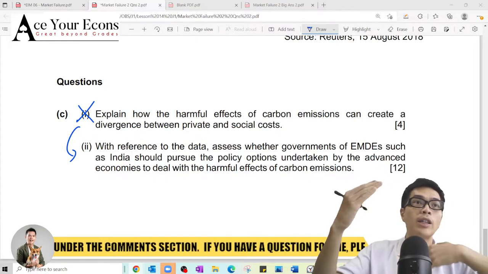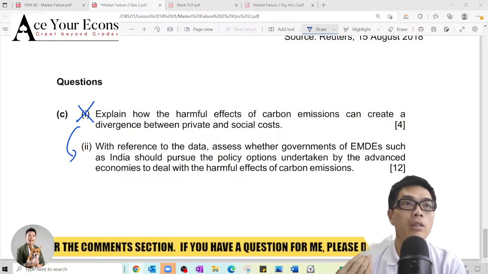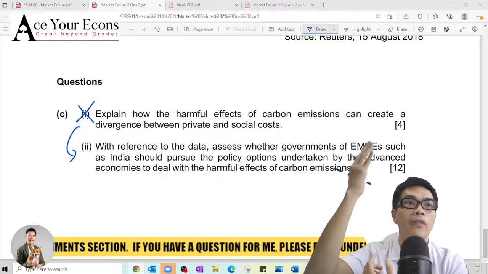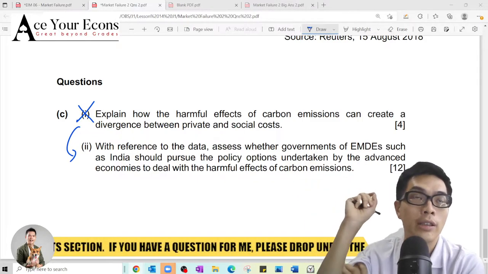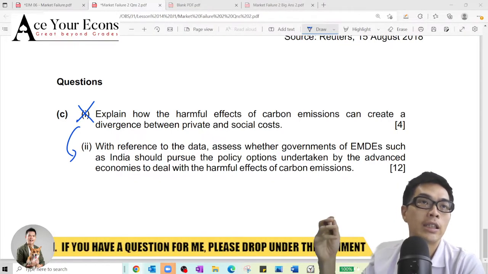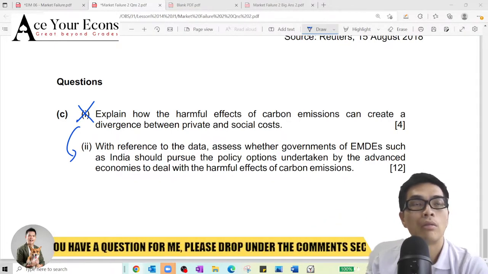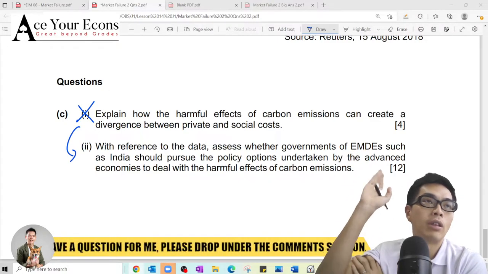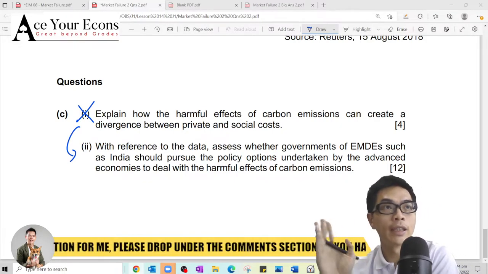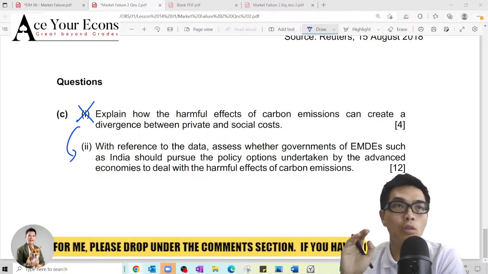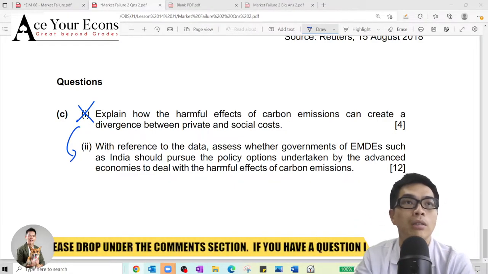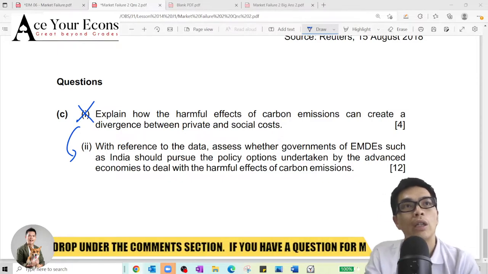Remember I mentioned that C1 and C2 are related questions. C1 actually tests you on what concept? Divergence of private and social costs will tell you that there are external costs, so negative externalities are present. This is the whole idea that you want to see in C1, that's it. No need to explain again how negative externalities arise for C part 2. Just go straight to the policies. So this question requires how many policies? How many did you bring in your outline?